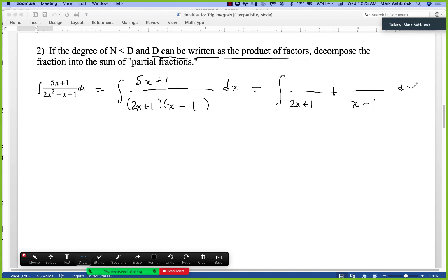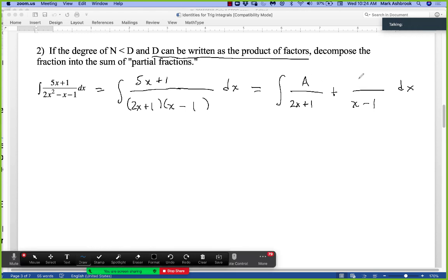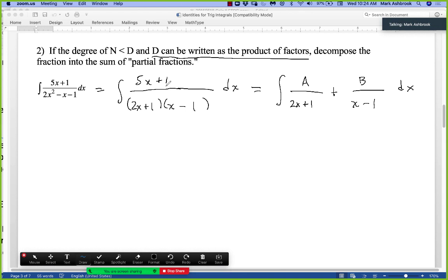The question is, what are the numerators, right? So what would the numerators of this be so that when we add these together, we get this correct numerator here?